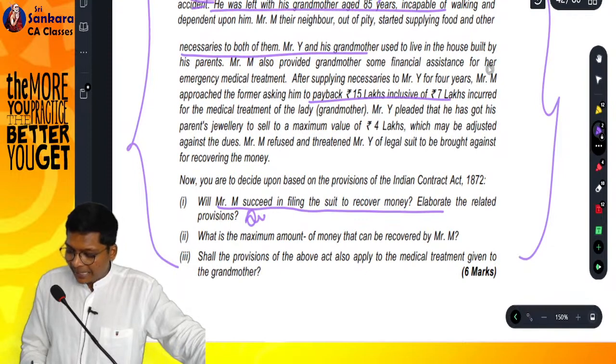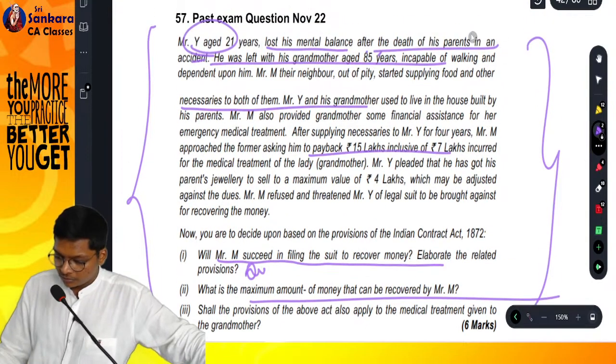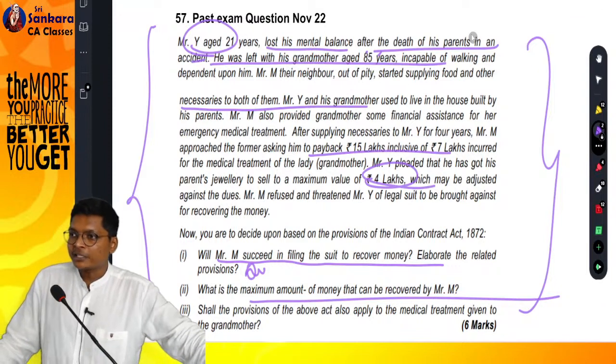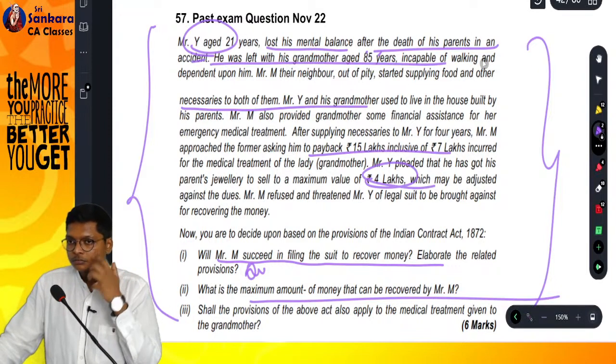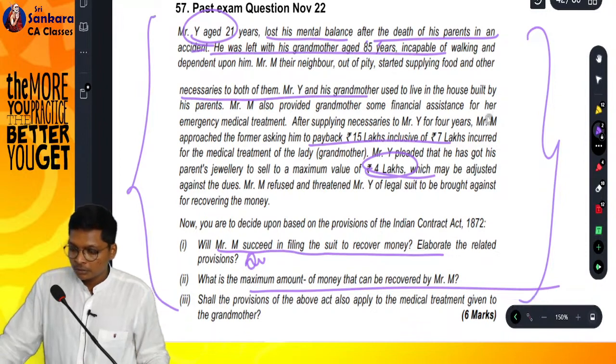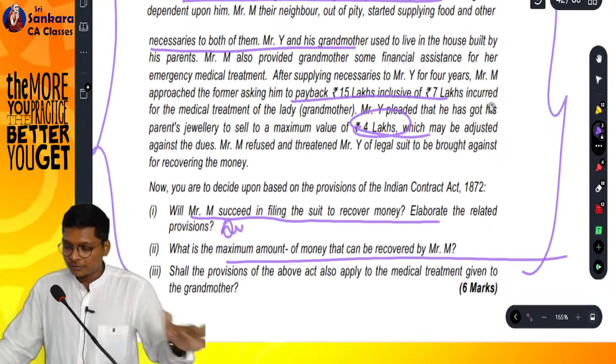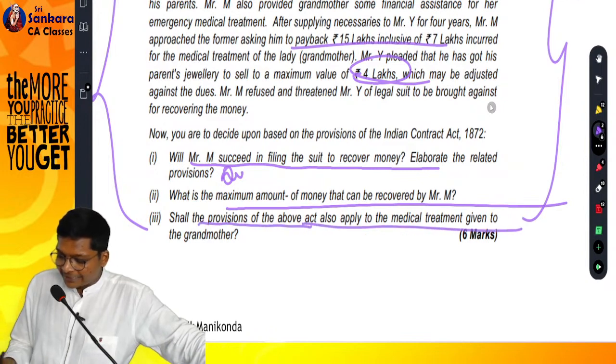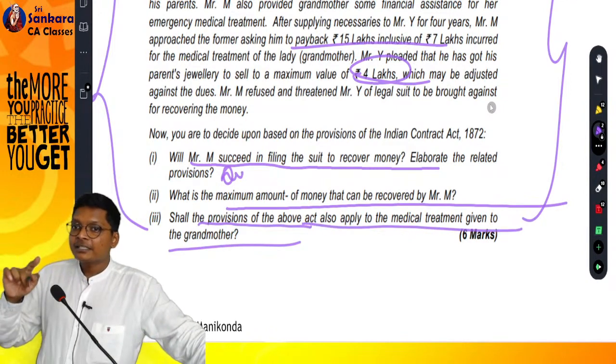Next, what is the maximum amount that can be recovered? What is the property here, guys? Jewelry 4 lakhs, only 4 lakhs. The balance amount, assume it's a donation for the party. Shall the provisions of the above be applicable to medical treatment given to the grandmother? Yes or no?